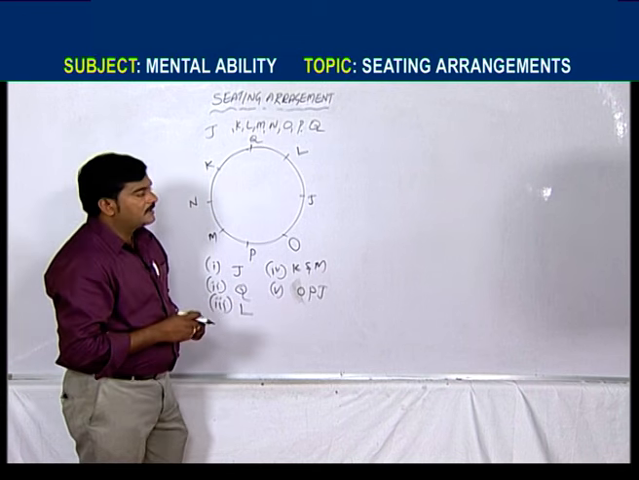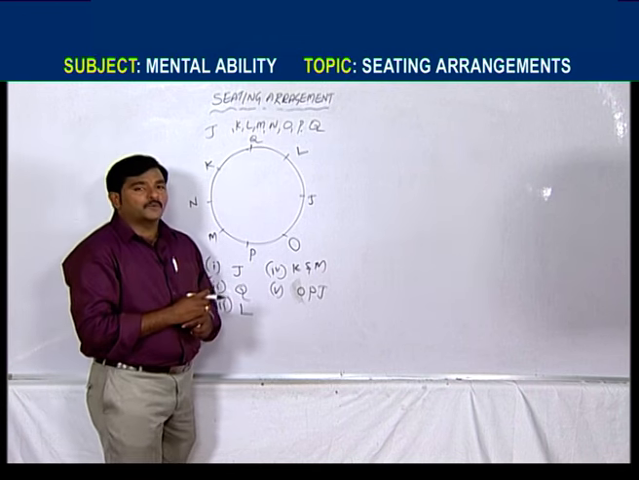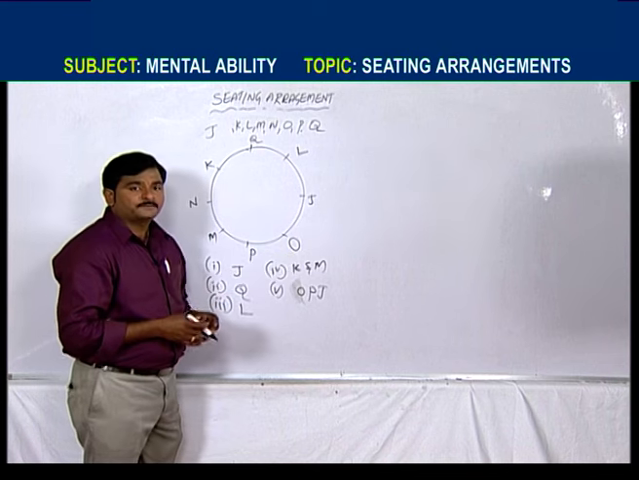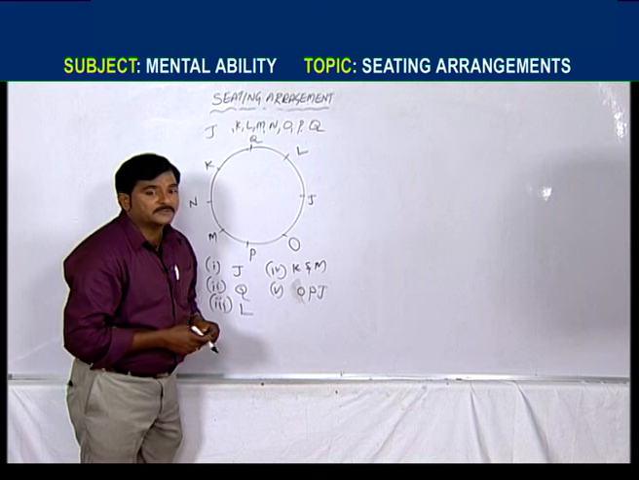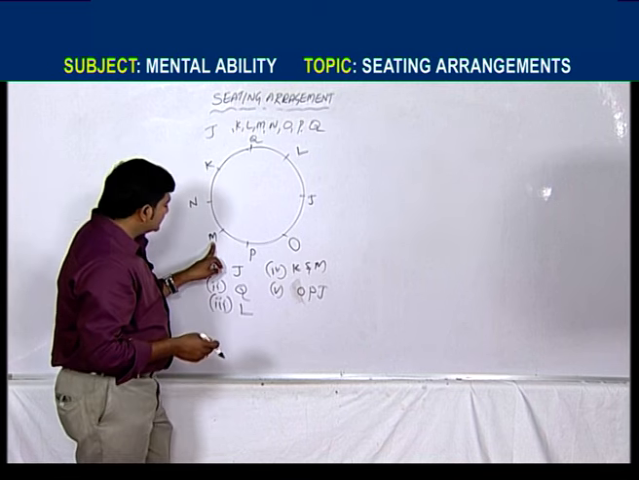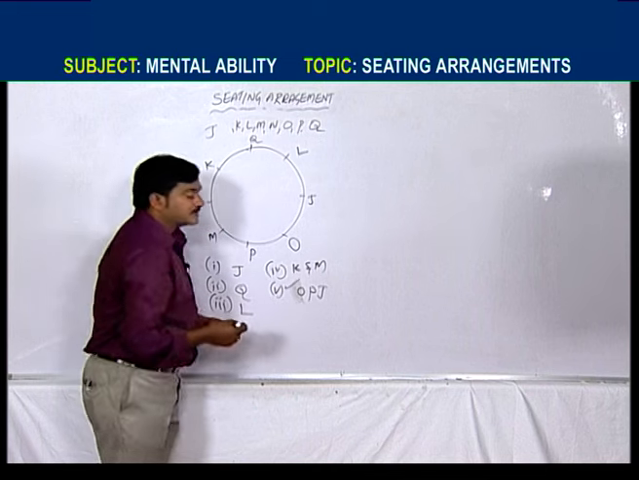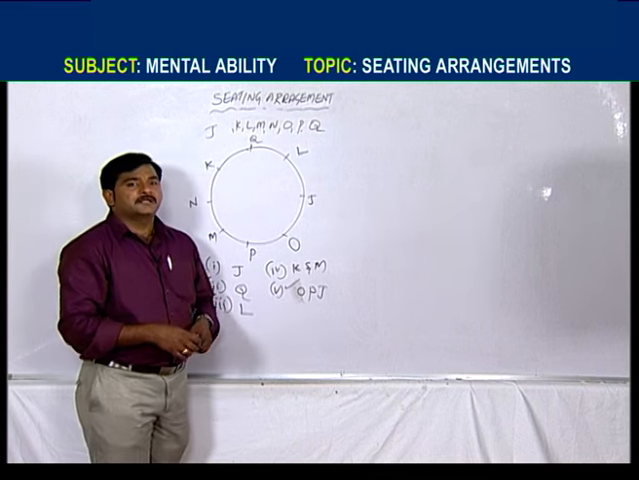You can verify the third also. What is the third option? Third option is OPM. O, is it sitting in between P and M? No. What about the fourth option? MPO. M, is it sitting in between P and O? No. Hence, the answer for the fifth question is OPJ, which is the second option.